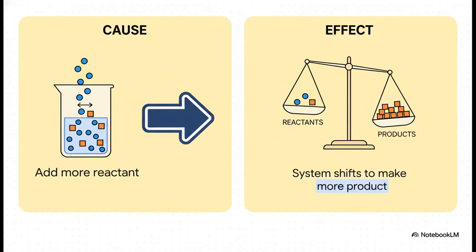Well, according to our do the opposite rule, if you add more reactants, the system kind of panics and says, whoa, there's way too much of this stuff. To counteract that, it tries to use it up. And how does it do that? By shifting the equilibrium to the right to make more product. Same idea if you remove a product. The system will try to replace what's missing, again, by shifting to the right.